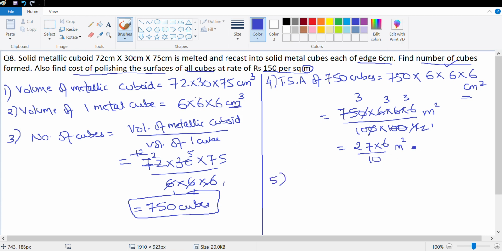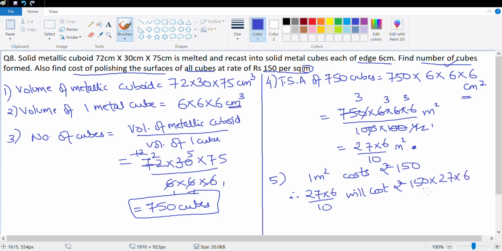Next step, it says 1 square meter costs rupees 150. So this much square meter will cost how much? So 1 square meter costs rupees 150. Therefore, 27 into 6 upon 10 will cost rupees 150 multiplied with 27 into 6 upon 10. This goes, which means 15 into 27 into 6. We'll have to calculate this.